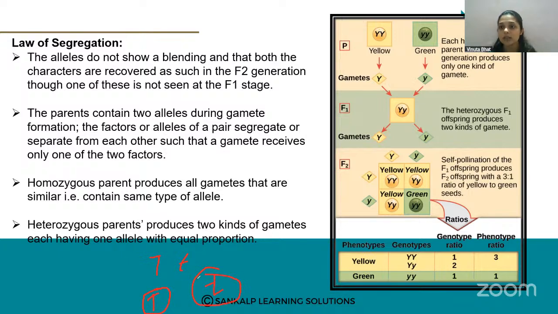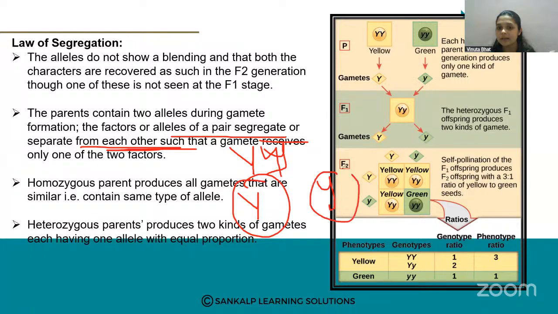Okay, not both alleles. So these two factors will not be present together in the gamete. During the gamete formation, they segregate, they separate. So that is the law of segregation. Right? You studied this in F1 monohybrid inheritance, in what way gamete formation happens. So these factors or alleles segregate or separate from each other. Now if there is capital Y, small y, one gamete contains capital Y and another gamete contains the small y. So that is the law of segregation.